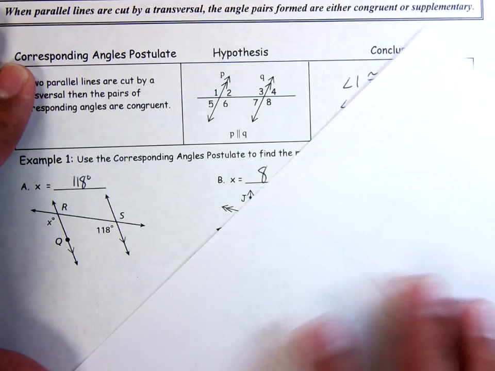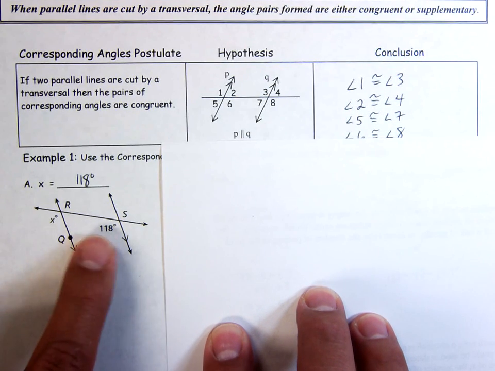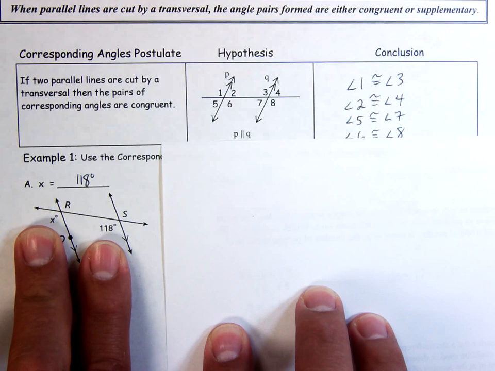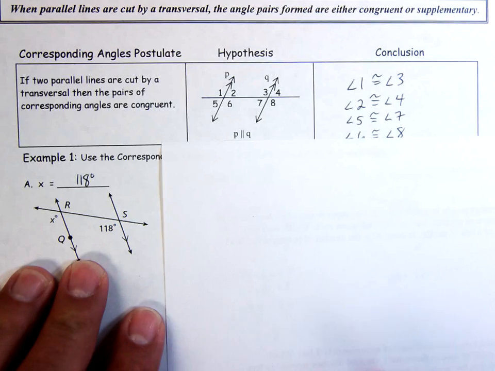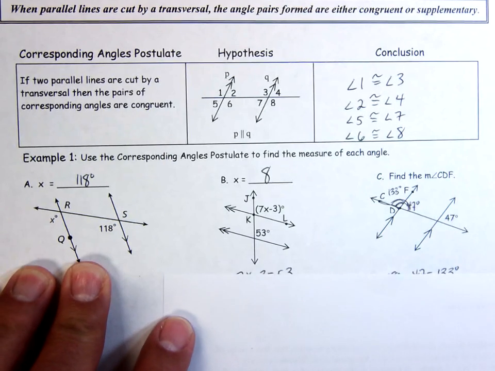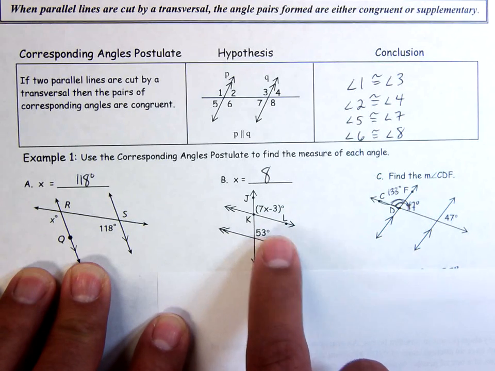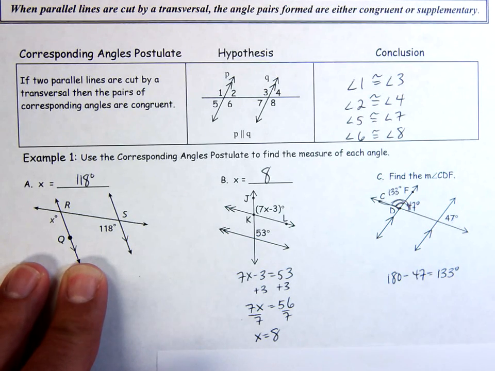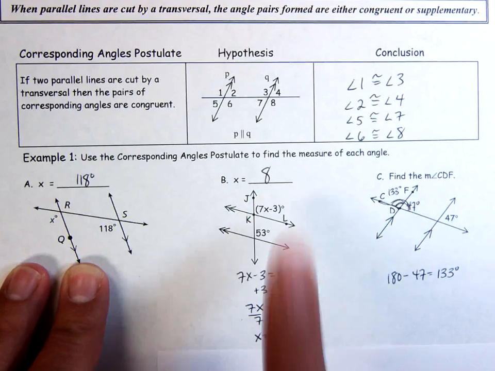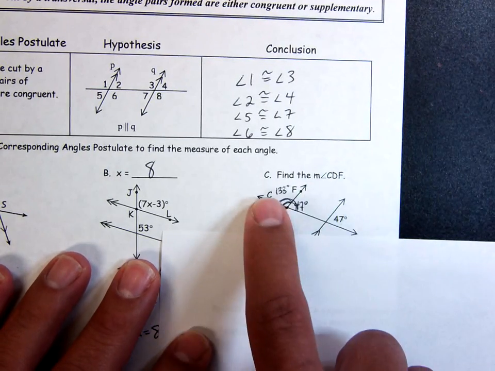So how do we use that? Come down here, it asks us what is x equal to. Well, these two angles are corresponding angles. And so if this is 118 degrees, that means this one also has to be 118 degrees. This one over here, again, these are at the same place at two different intersections. So 7x minus 3 must be equal to 53. Then we set up our equation, do a little algebra, and we solve, and x is equal to 8.